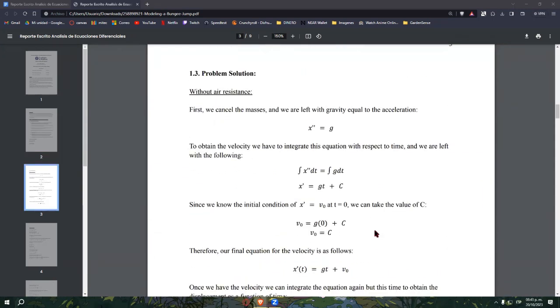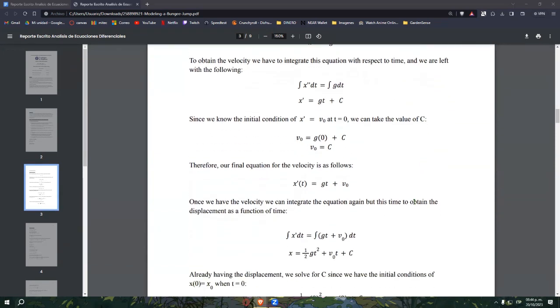So for without air resistance, first we can cancel the masses out and we get that x double prime equals gravity. So in order to find the velocity, we take the antiderivative and we integrate this equation with respect to time, and we are left that x prime equals g times t plus c. We use our given initial values, which is that when time equals 0, then our velocity equals 0 as well, since we're starting from rest, and we can find the value of c with that. So we substitute and we get that c equals v sub 0, and our final equation is that the velocity with respect to time equals gravity times t plus the initial velocity.